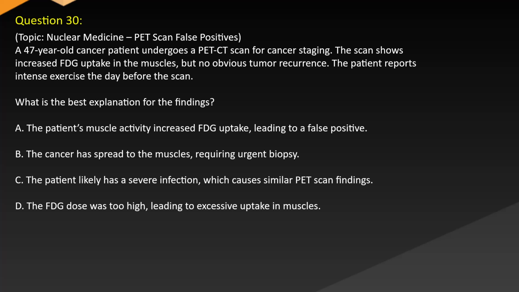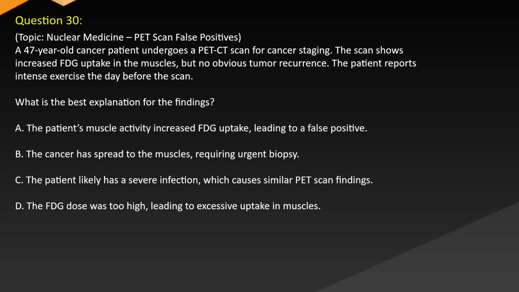Question 30. Topic: Nuclear medicine. PET scan false positives. A 47-year-old cancer patient undergoes a PET-CT scan for cancer staging. The scan shows increased FDG uptake in the muscles, but no obvious tumor recurrence. The patient reports intense exercise the day before the scan. What is the best explanation for the findings?